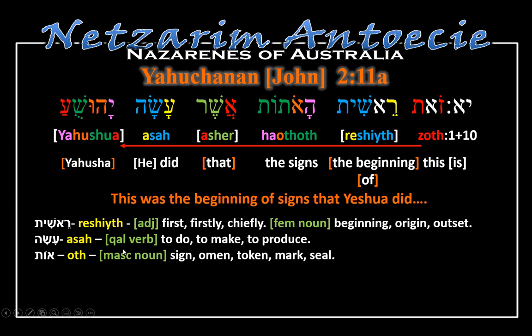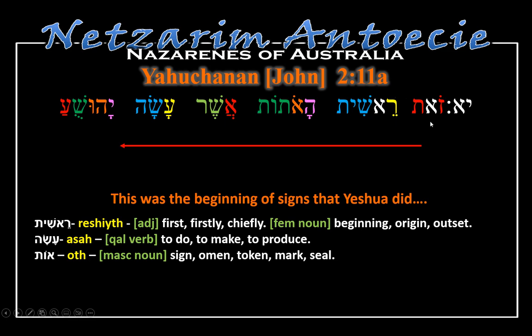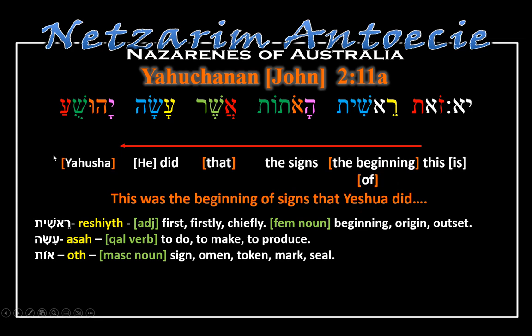And I've given you asa as well, kal verb, to do, to make, to produce, and ot is a masculine noun, sign, omen, token, mark, seal. And so now it is time to read this. Zot, reshit, ha'otot, asher, asa, Yahushua. This is the beginning of the signs that he did, Yahusha.